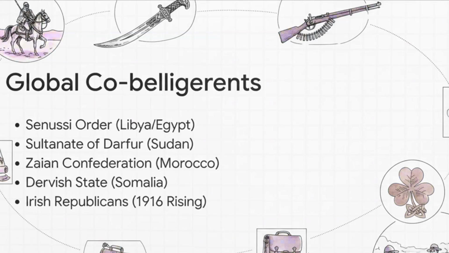They were backing the Senussi order fighting the British in Egypt, and the Sultanate of Darfur in Sudan. They sent aid to the Zayan Confederation, who were actively resisting French expansion in Morocco, and funneled weapons to the Dervish state in Somalia. Actually, they even provided support for radical Irish nationalists who launched the famous Easter Rising in Dublin in 1916. The Central Powers basically knew that tying down Allied troops in far-off colonial skirmishes gave them a much-needed strategic edge right back at home.